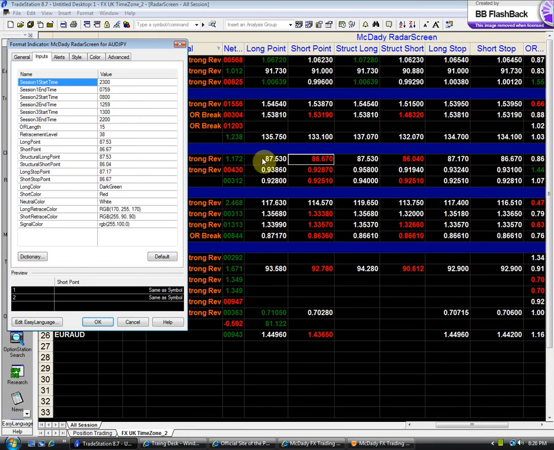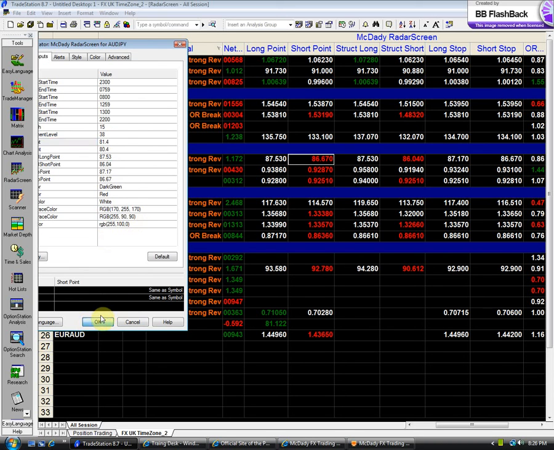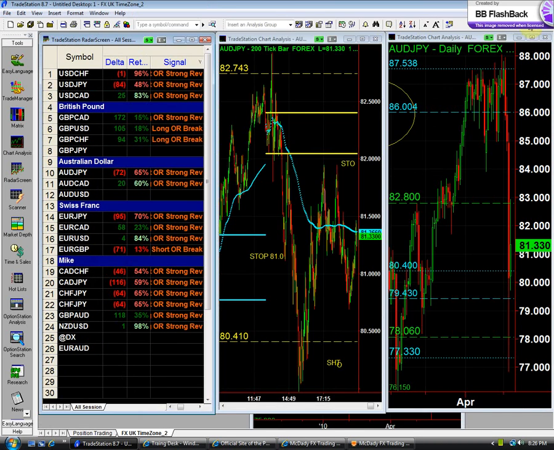So this is the Aussie Yen, our short. Look at the 600 pips from last week. Jesus. So 80.40 on the short side, and our long point, I have to find out, the long point is again 82.74.